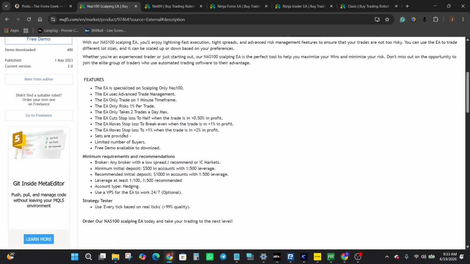Looking at the recommendations section, the developer suggests using brokers with low spreads and mentions leverage requirements starting from 1:100, with 1:500 being recommended. The minimum suggested deposit is $500, while a $1,000 account is recommended. The marketplace page also notes that a VPS can be used for continuous operation, although it is listed as optional.